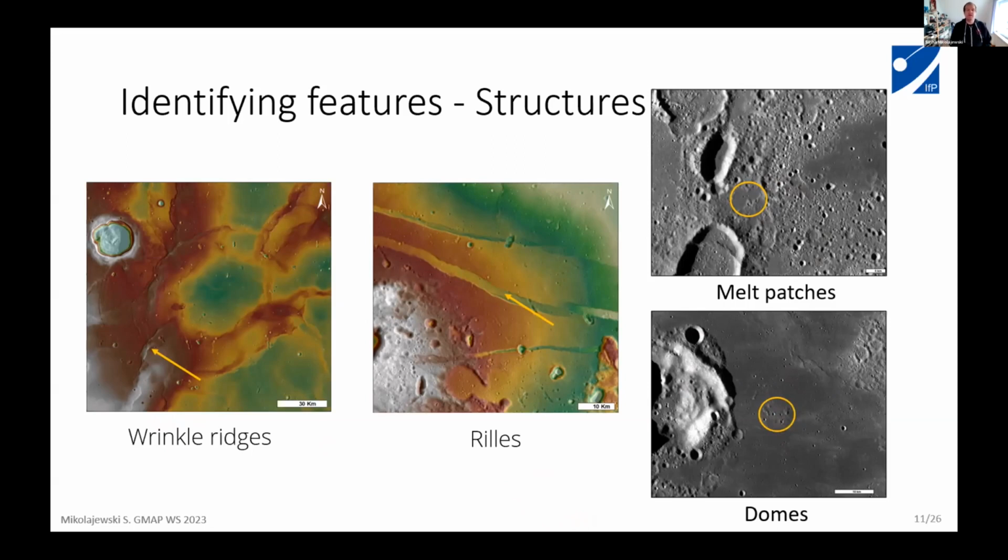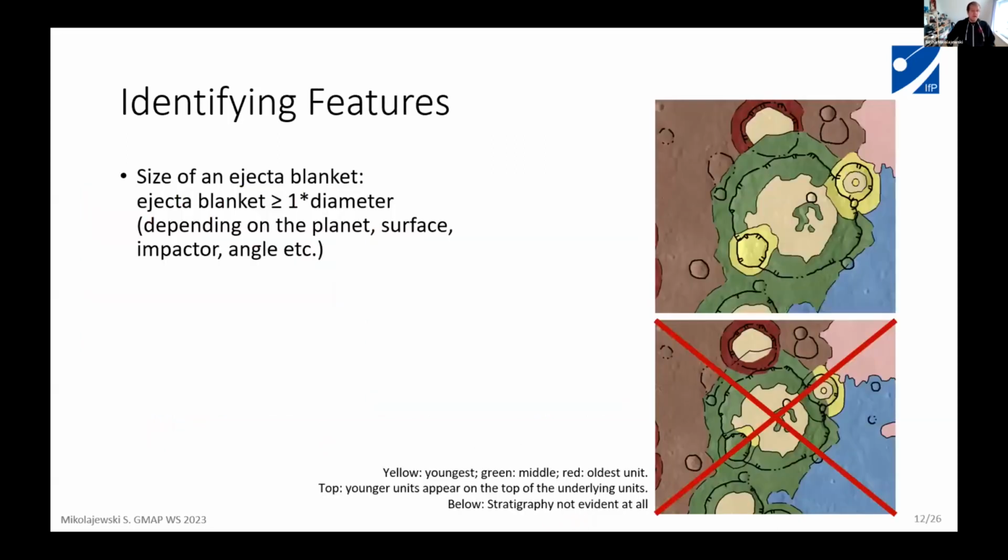So when it comes to identifying features, a rule of thumb for referring to the ejecta blanket is that the ejecta blanket equals 1 times the diameter of the crater, depending on the planetary surface we are on, the surface composition, and also the composition of the impactor and the angle at which the impactor impacted the surface.